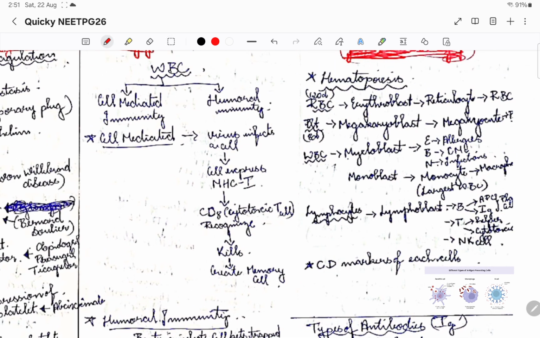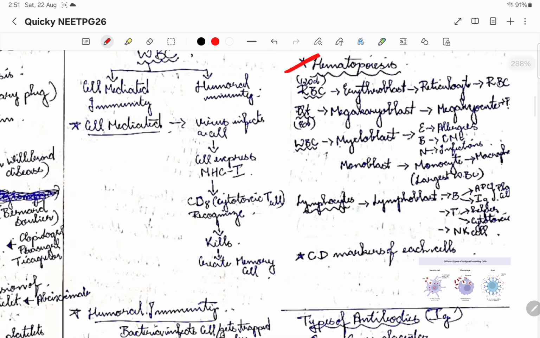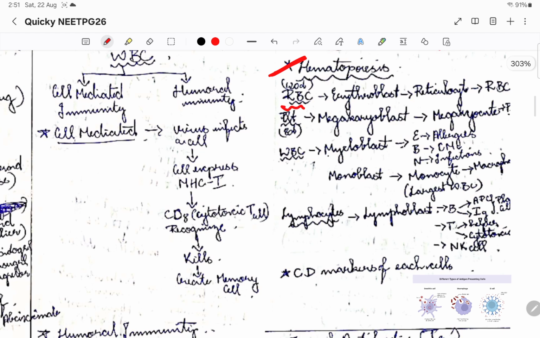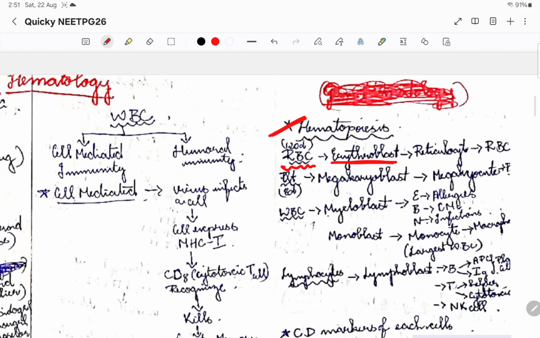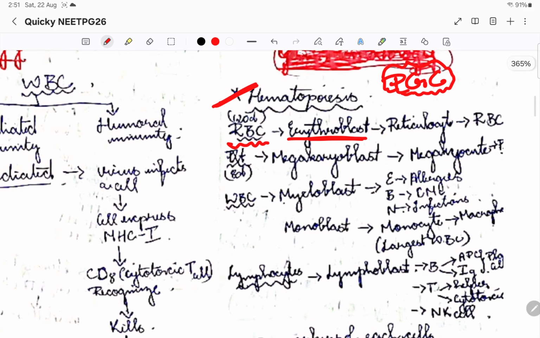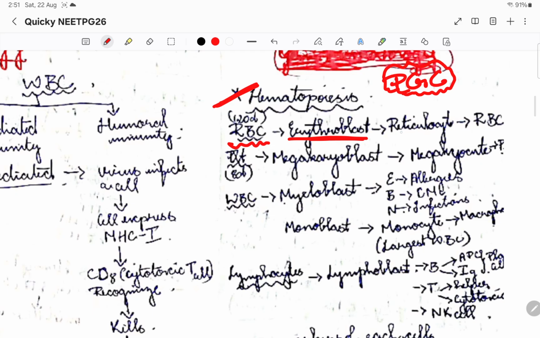Like how does this get produced? Okay, so RBCs are produced by erythroblasts. See, all of these three things will be produced by progenitor cells. Okay, progenitor cells are the primary thing. So progenitor cells will give rise to erythroblast, which will form reticulocyte, and then RBCs will be formed. This is how RBCs will be formed.